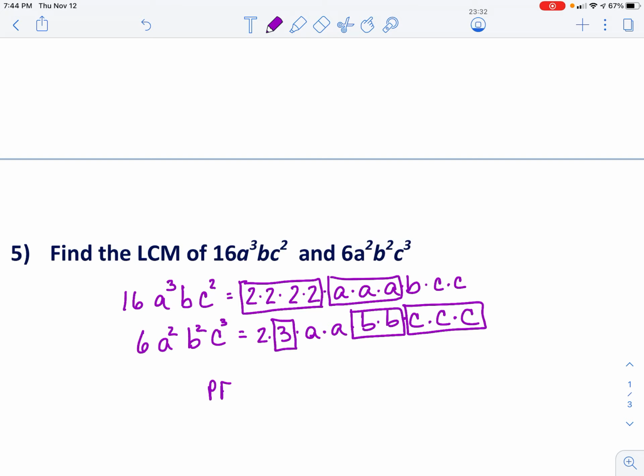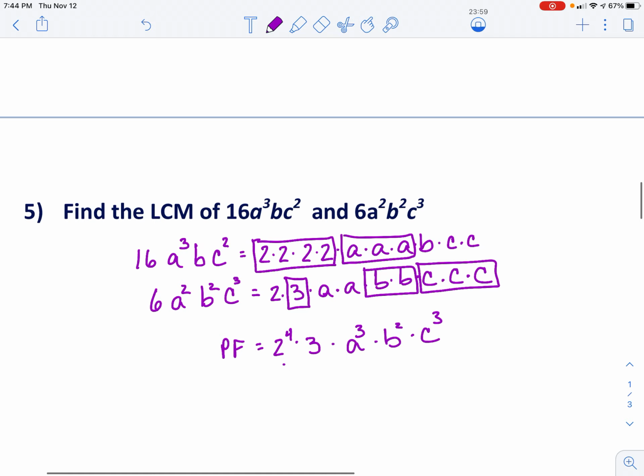I'm going to call them prime factors because we know that the 2 and the 3 are prime. I really don't know what the variables are representing as far as a number, but I'm just going to call these prime factors. So we're going to have 2 to the fourth power times 3 times a to the third power times b to the second power times c to the third power. Let's do this math here and we'll have our least common multiple. So 16 times 3 happens to be 48, a to the third, b to the second, c to the third.